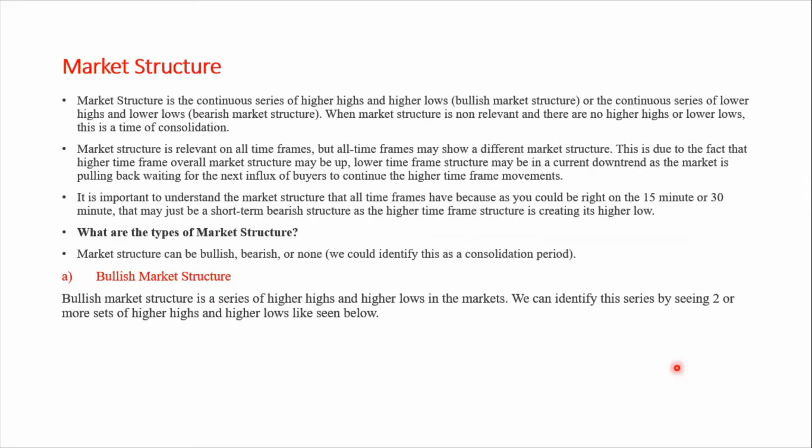So, we say a market structure is the continuous series of higher highs and higher lows when the market is in a bullish direction, or a continuous series of lower lows and lower highs when the market is in a bearish direction. And when the market structure is non-relevant and there are no higher highs or lower lows, that is when the market is neither moving up nor down, and it is a sideways market or a consolidation.